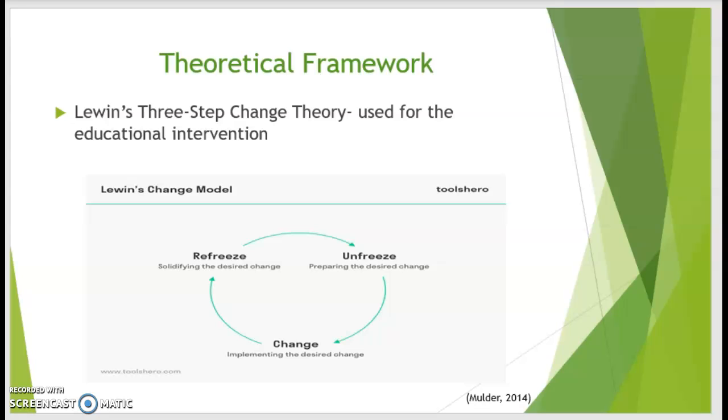Successful change initiatives use change theory to implement organizational shifts. The theoretical framework used for this DNP project is Lewin's three-step change theory. The 3 steps of change include unfreezing, change, and refreezing. The unfreezing stage is the preparation needed for the desired change. The change phase involves implementing the desired change, and the refreezing stage solidifies the desired change.